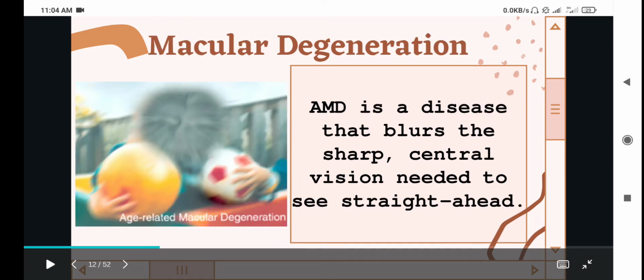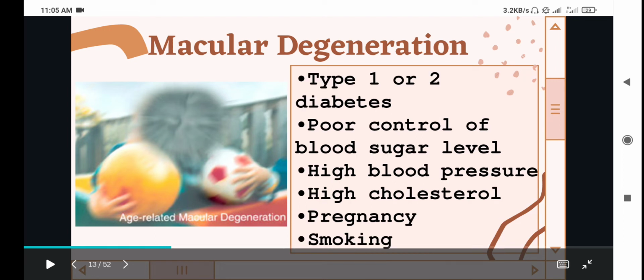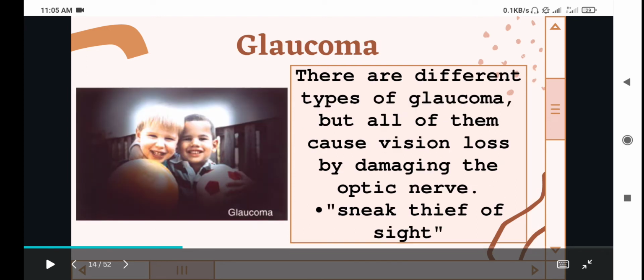Second, we have age-related macular degeneration. AMD is a disease that blurs the sharp central vision needed to see straight ahead. It affects the part of the eye called the macula, found in the center of the retina. The macula lets the person see fine details and is needed for things like reading and driving. The causes are type 1 or 2 diabetes, poor control of blood sugar level, high blood pressure, high cholesterol, pregnancy, and smoking.